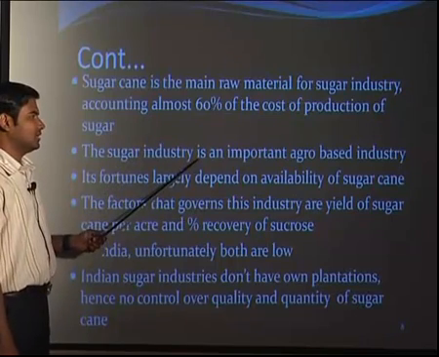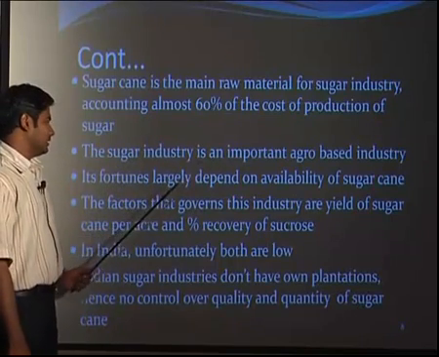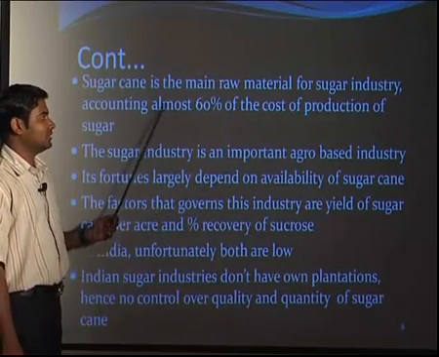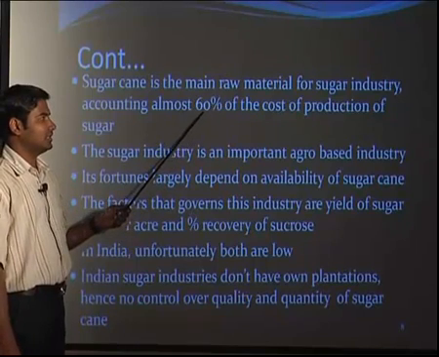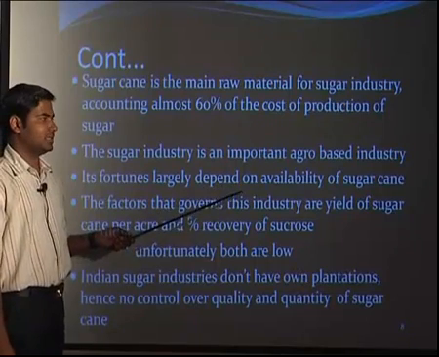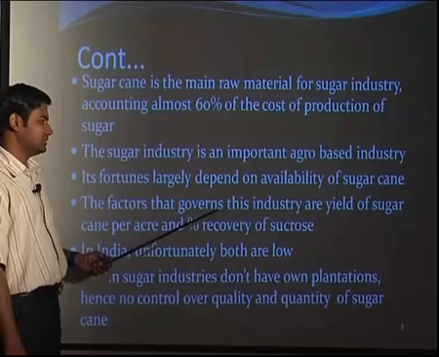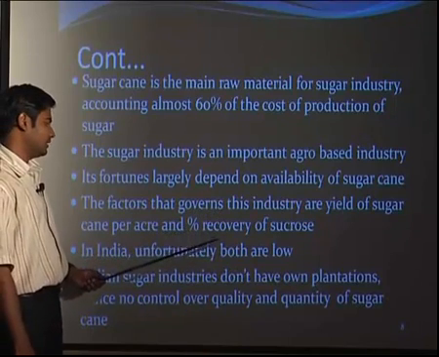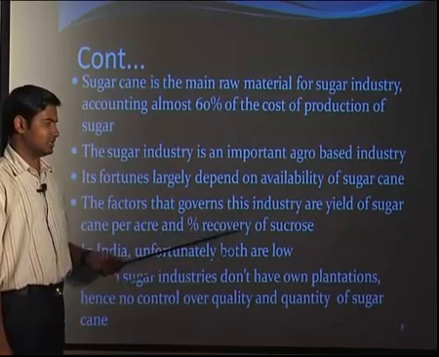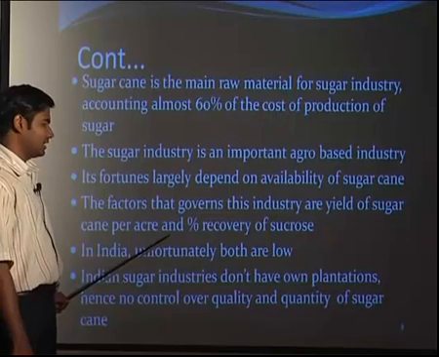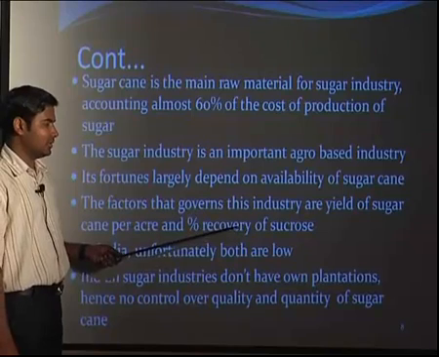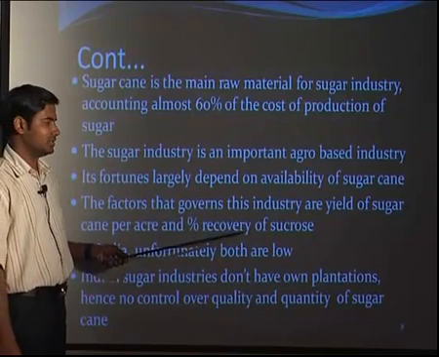The sugar industry is an important agro-based industry. Its fortunes largely depend upon the availability of sugarcane. As it affects the economics by 60%, it largely depends upon the availability of sugarcane in that area. The factors that govern this industry are the yield of sugarcane per acre and the percentage recovery of sucrose. These are the two factors that affect the sugar industry. One is how much sugarcane we are getting per acre, and in that sugarcane how much sucrose is present, and how we are able to recover that sucrose from the sugarcane juice.